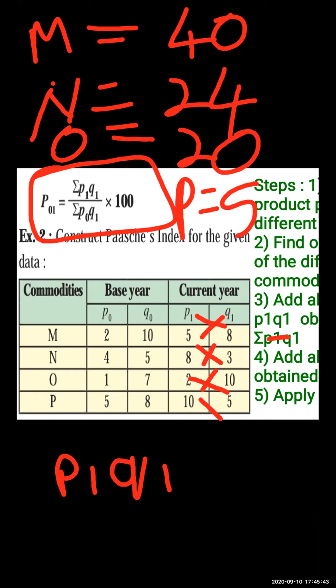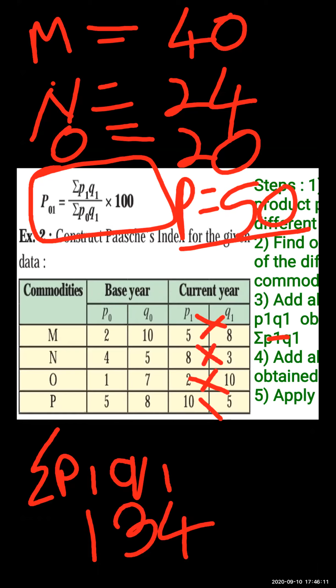Now next step we will do. We need to, under this column, write down the total. Add 40 plus 24 plus 20 plus 50. What is the answer? What will be a sigma? Yes, correct. Preeti, Pramila, Joy. The correct answer is 134.